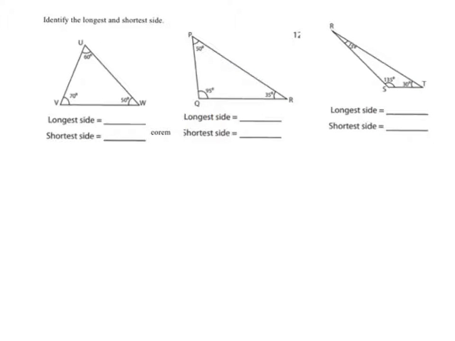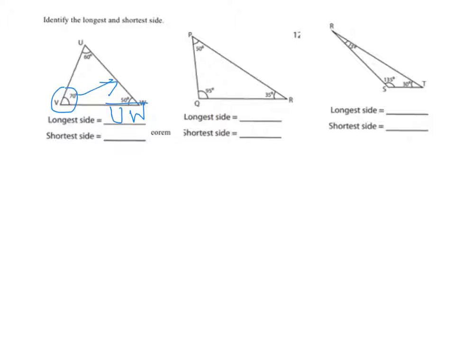Now we are going to look at how we can identify the longest side and the shortest side using the angles. The same way we did in the last one, but this time they have given us the angles. So if we're looking for the longest side, we need to know where the largest angle is. So V, in this case, is the largest angle, and it is across from this side. So we would say that UW is going to be the longest side.